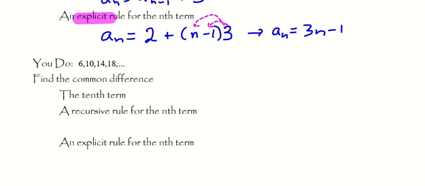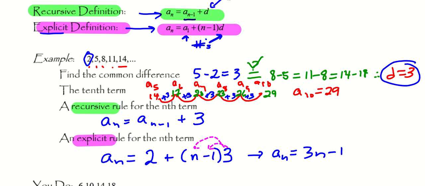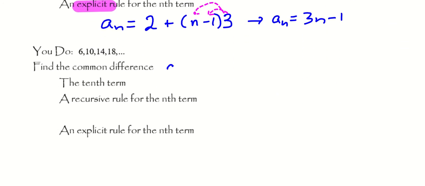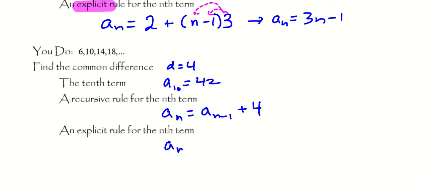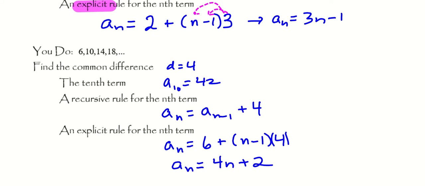Okay, welcome back. So hopefully you found that the common difference is 4, that the 10th term is 42, that a recursive rule is a sub n equals a sub n minus 1 plus 4, and that an explicit rule is a sub n is equal to 6, our first term, plus n minus 1 times 4, which if we simplify, we get a sub n is equal to 4n plus 2. Good. Hope that went well. Let's take the next step.